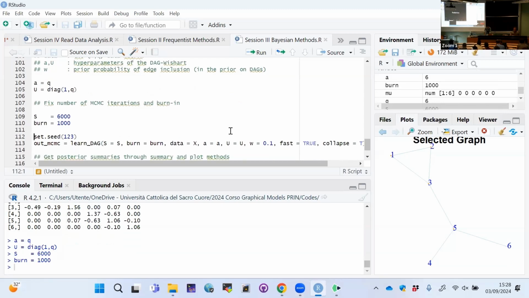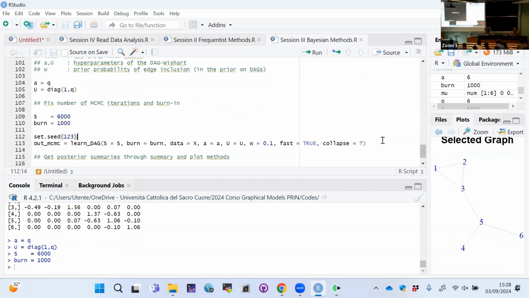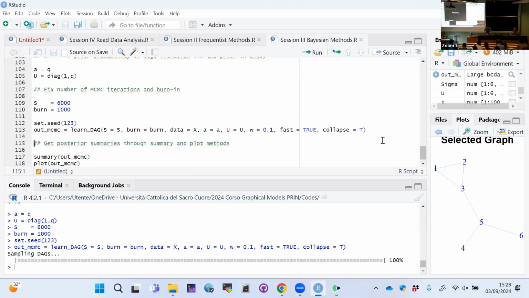Okay, next, the number of MCMC iterations, for example, 6,000 iterations, and I will include a burn-in period of 1,000. So the first 1,000 rows will be discarded because they may be too far from the kernel of the posterior distribution. Okay, and so we can run our learnDAG function, which is sampling some DAGs approximately from the posterior distribution over the DAG space.